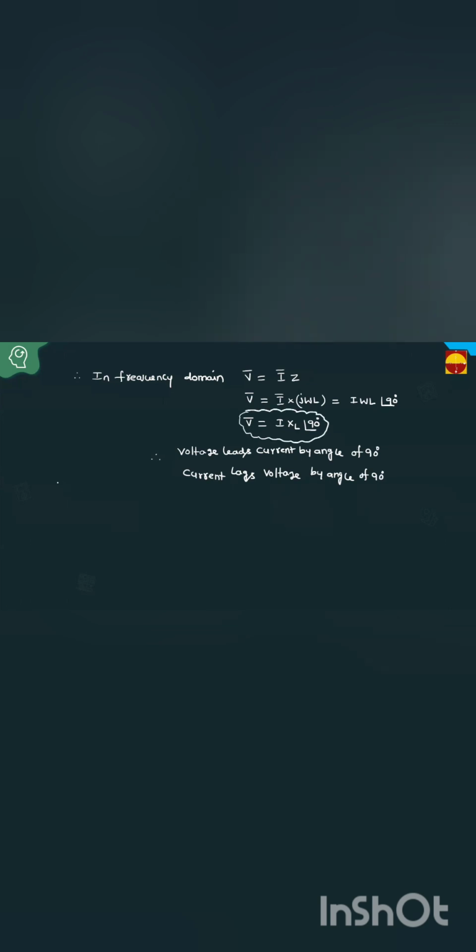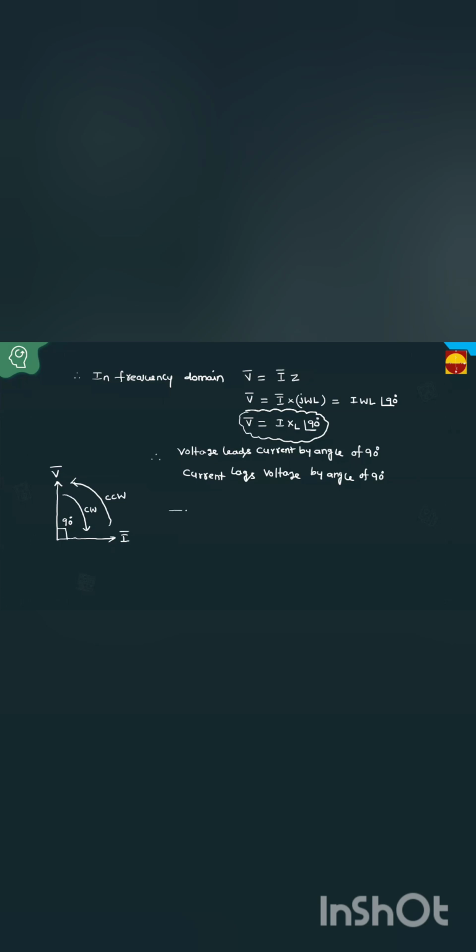If you take it like this, this is the vector representation. This is V bar and this is I bar. How to write it? Current lags the voltage. Lagging means clockwise direction. How many degrees? 90 degrees. Clockwise you have to measure as a lag, and counterclockwise you measure as a lead. Then voltage leads current by an angle of 90 degrees.